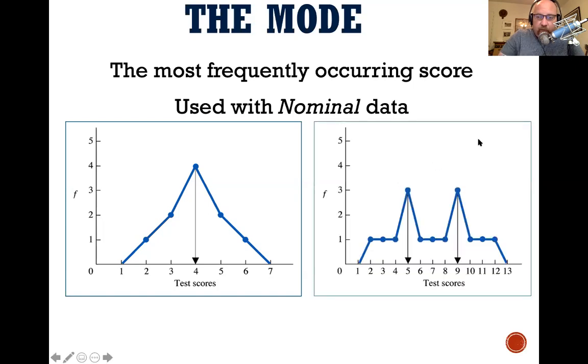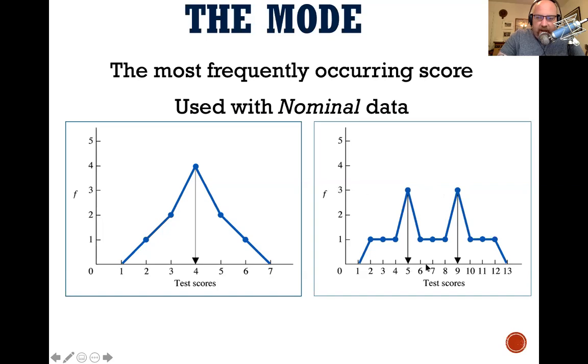And then also we should point out that you can have more than one mode, and that's okay, right? So the graph on the left that we were just talking about, that's unimodal, meaning one mode. And then you look on the right, you've got 2 peaks in this graph here. So we have 2 scores that occur with an equally high frequency of 3.